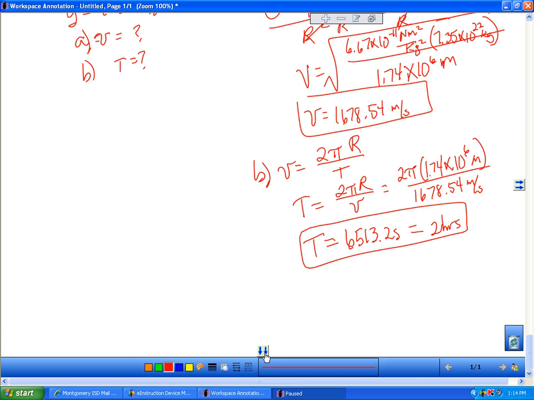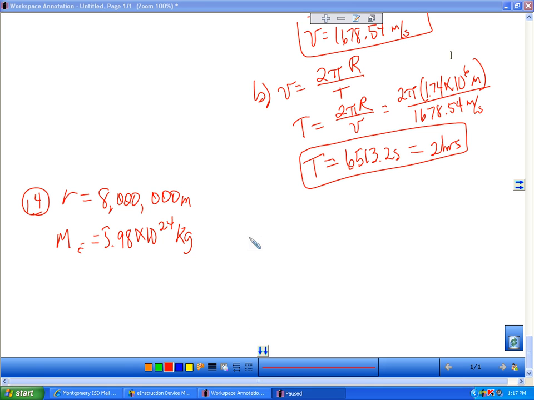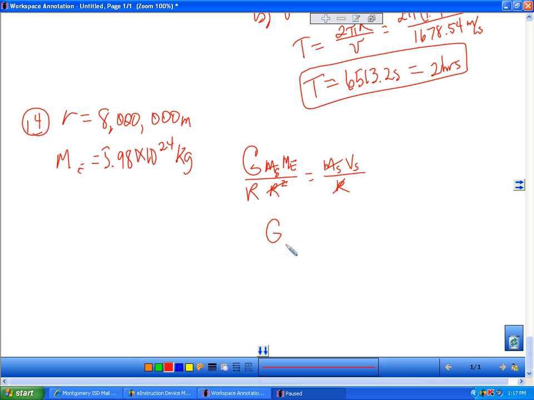Okay, we have one left to go. Number 14. Okay, so I have my list given. So I said, well, big G, mass of the satellite, mass of the Earth, over r squared is equal to the mass of the satellite, speed of the satellite, over r, very similar to what I've done before. Satellite mass cancels out. So I said, okay, well, big G, mass of the Earth, over r is equal to the speed. Well, that should be v squared right there.